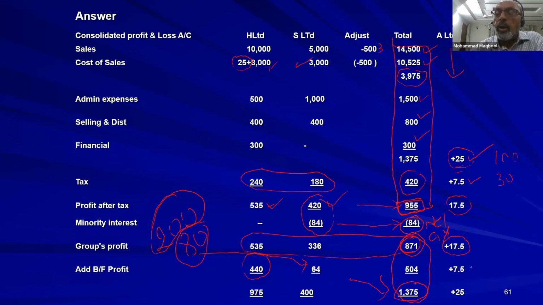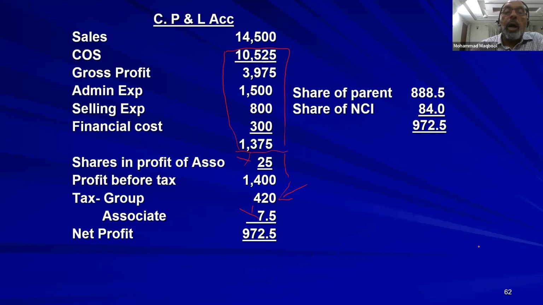Okay, for a minute, leave this brought forward at this moment. Let me go back to your profit and loss account, where I brought 25 here, which I ignored earlier. I brought 7.5 here, which I ignored earlier, with the associate tax, and the net profit before tax, the associate profit before tax. And this is my figure.